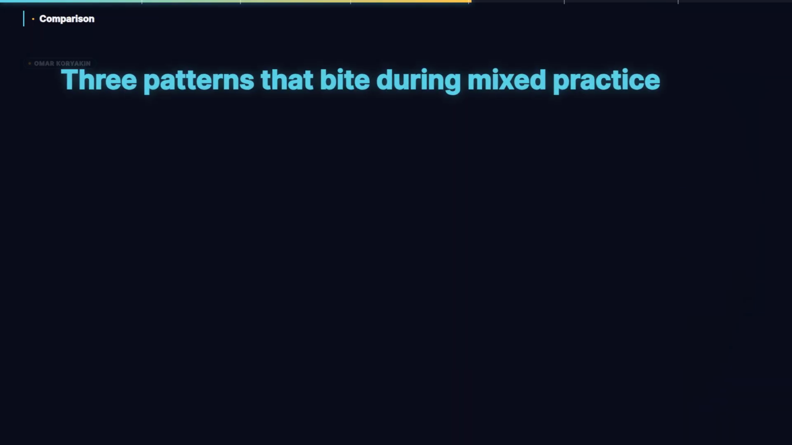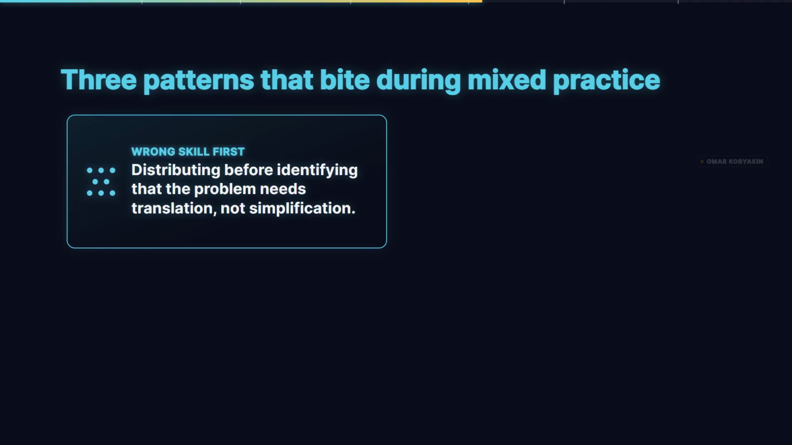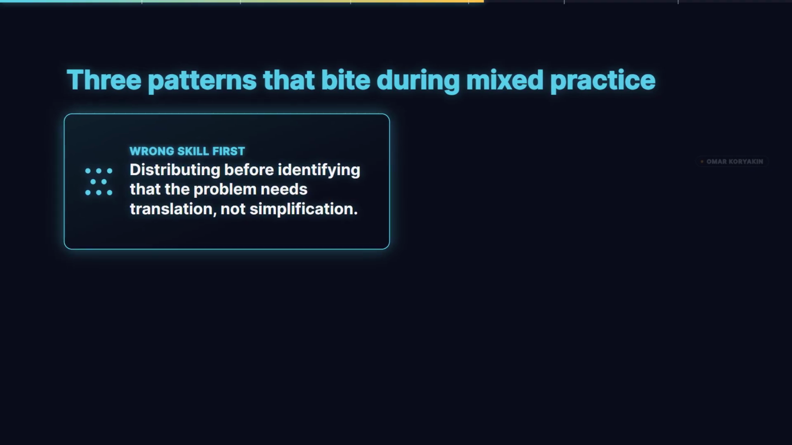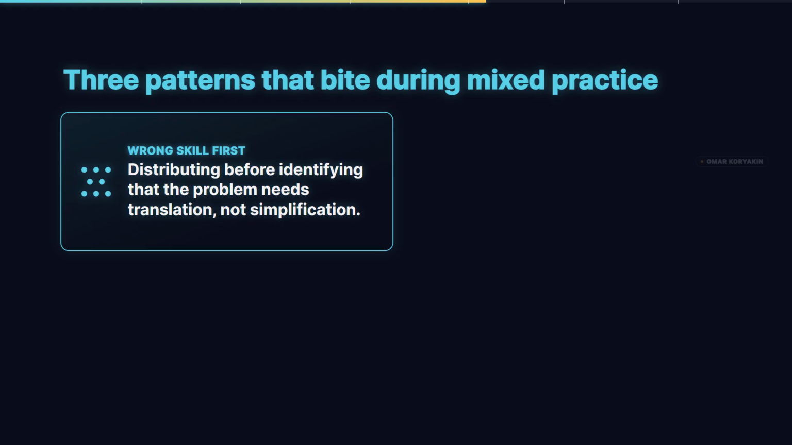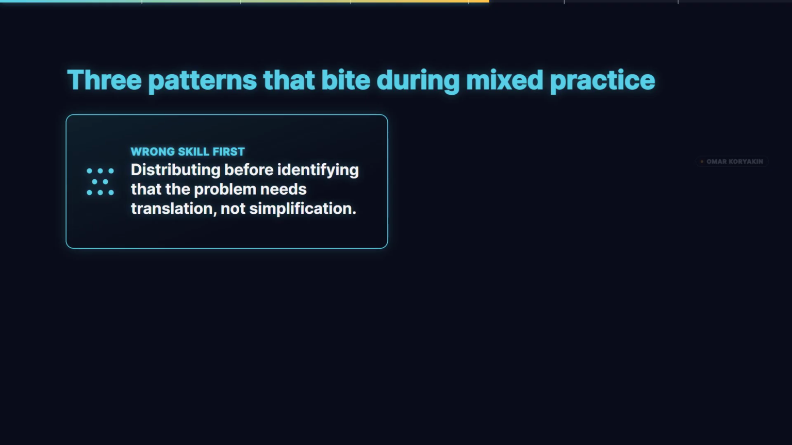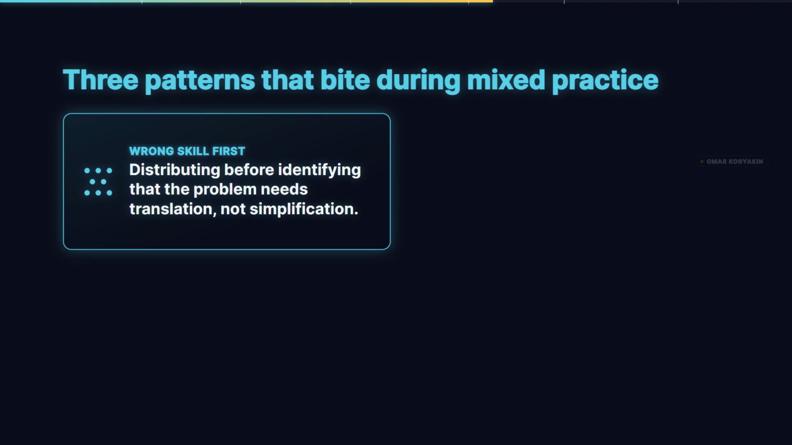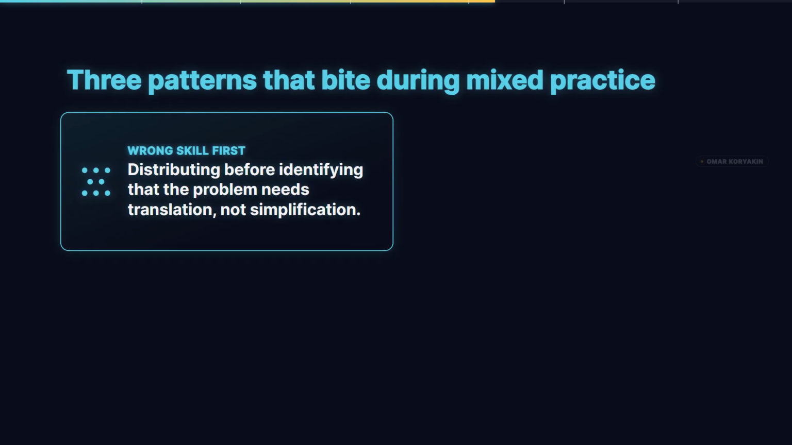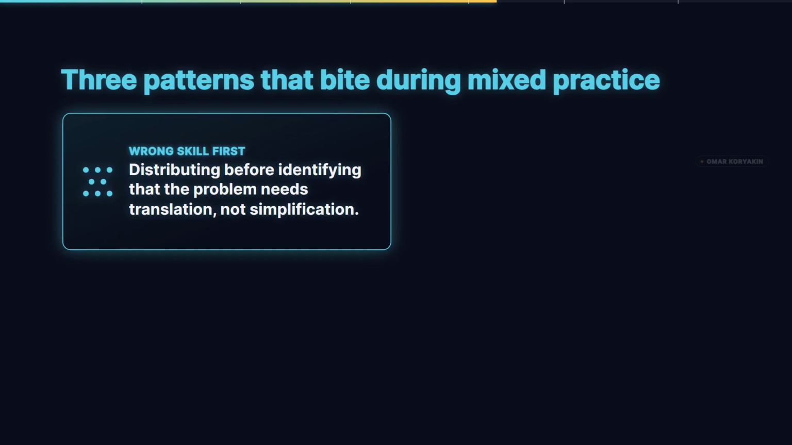3 patterns that catch every algebra student during their first weeks of marathon-style mixed practice. Each one is fixable by a small explicit habit applied between problems and at the end of every problem. First pattern: applying the wrong skill first because you misread the problem type. A student sees a word problem and starts distributing parentheses inside the original sentence rather than translating to algebra first, or the reverse, sees a symbolic expression and tries to translate it back to English rather than simplify it directly.